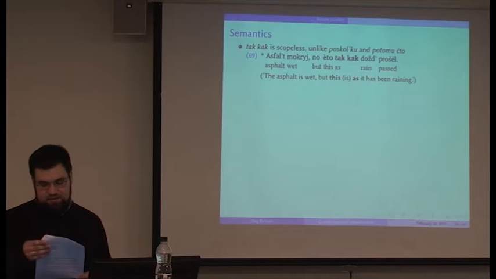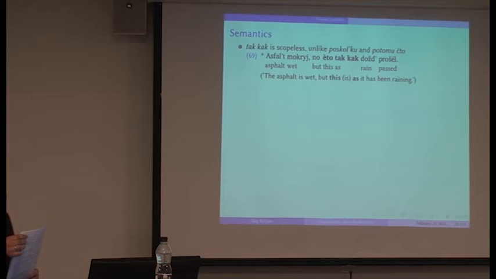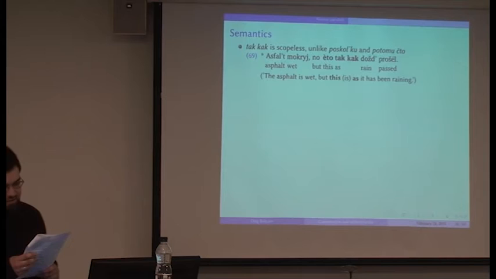So for example, так как seems to be scopeless. It cannot be in the scope of this demonstrative that construction. It's going to be focused. So you cannot say as the asphalt is wet, but this as it has been raining. This is not possible with так как. So асфальт мокрый, но это так как дождь пошел. It's impossible, but this is possible with потому что.